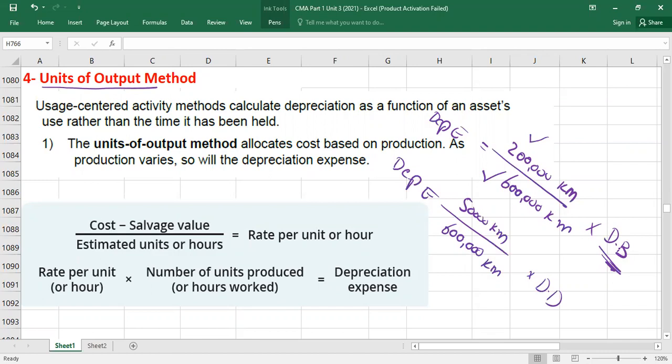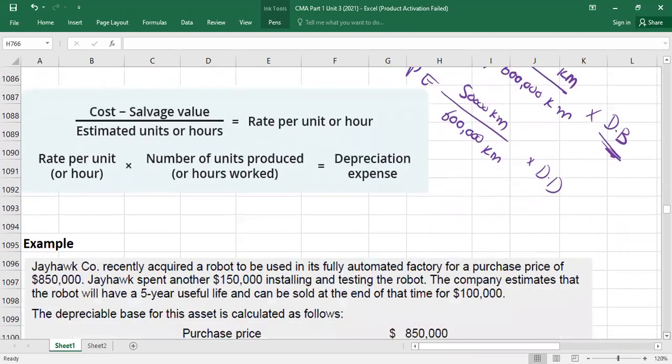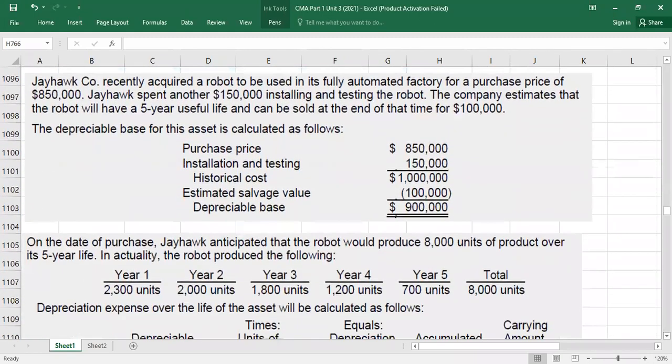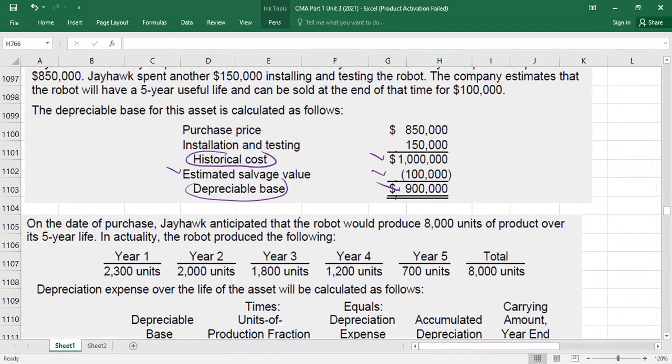Right or wrong? This can also be applied on photocopy machines. If you're using machines for maybe 200,000 copies, 1 million copies, you can depreciate over the actual number of copies. Right or wrong? So here we go. Let's do the small question. For example, we have the same question. We have historical cost, how much? 1 million. Residual value is how much? 100,000. Depreciable base is how much? 900,000.